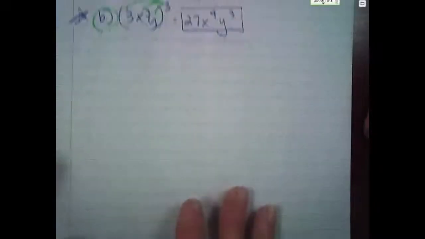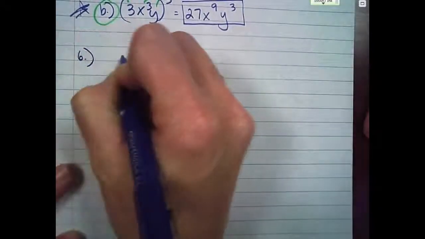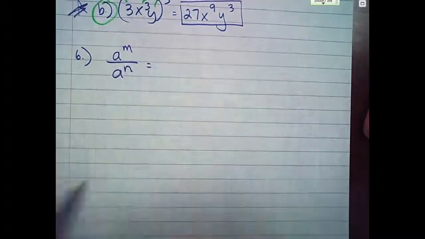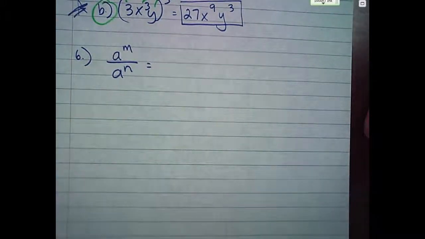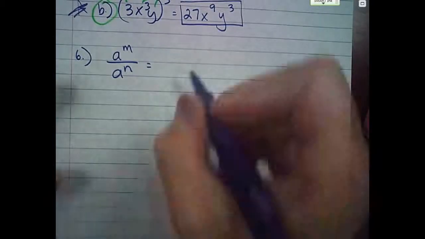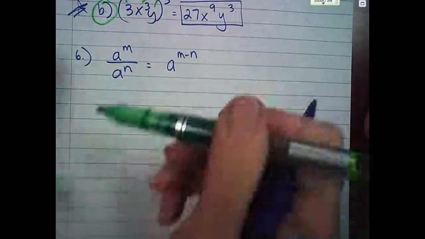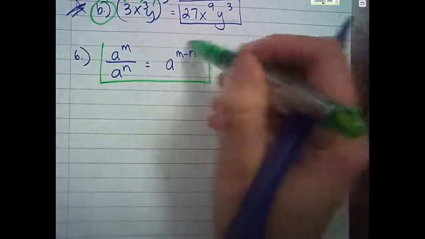Our last property. a to the m over a to the n. We've already talked about this a tiny bit. What does that mean? What do I want to do with m and n in this case? It is division. Right, excellent. So you subtract them. I agree, right? She gets a sticker for that one.